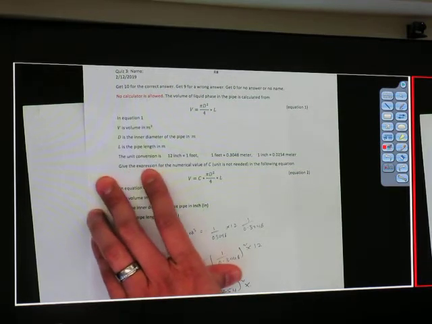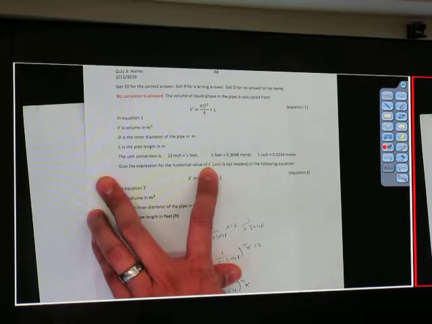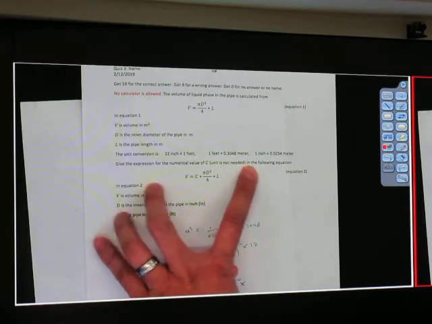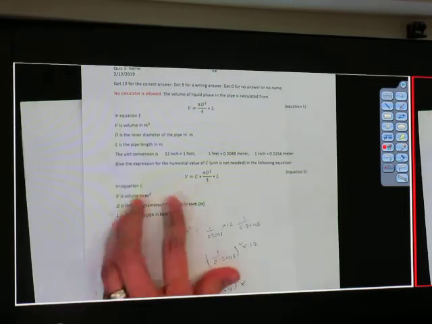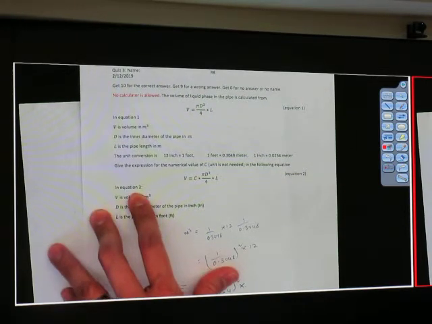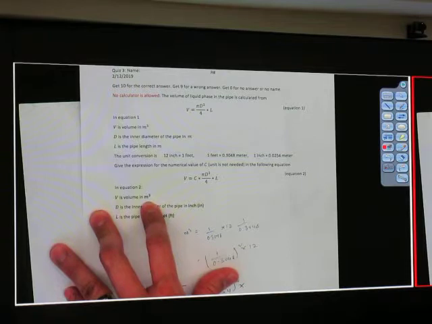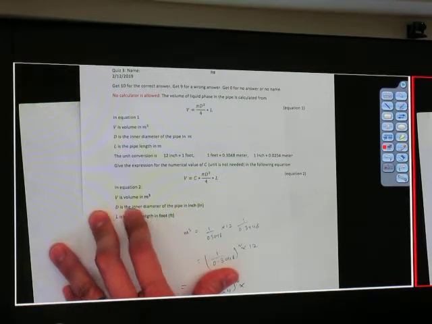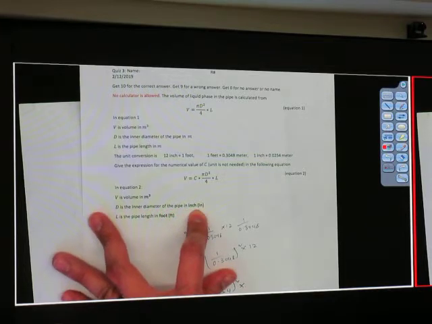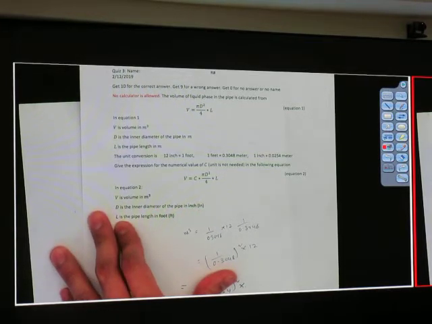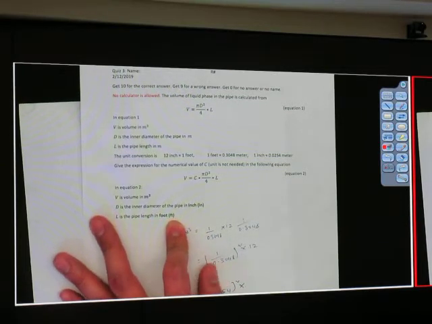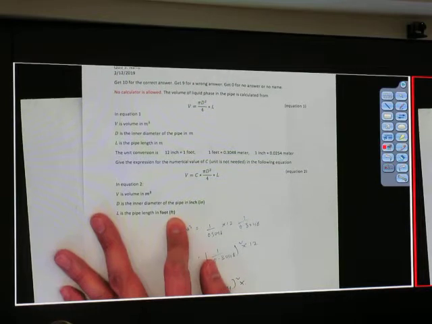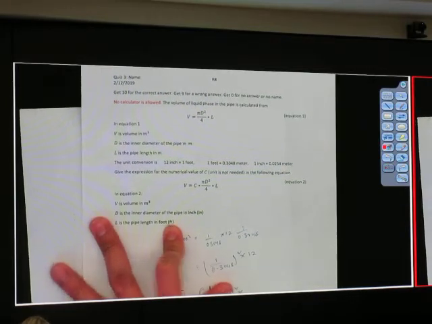Give the expression for the numerical value of C. Unit is not needed in the following equation: V equal to C multiplied by that thing. Equation 2. In equation 2, V is still in cubic meter. D is the inner diameter of the pipe in inch. L is the pipe length in foot. Is it clear why I'm reading this? Yeah. Okay, all right.